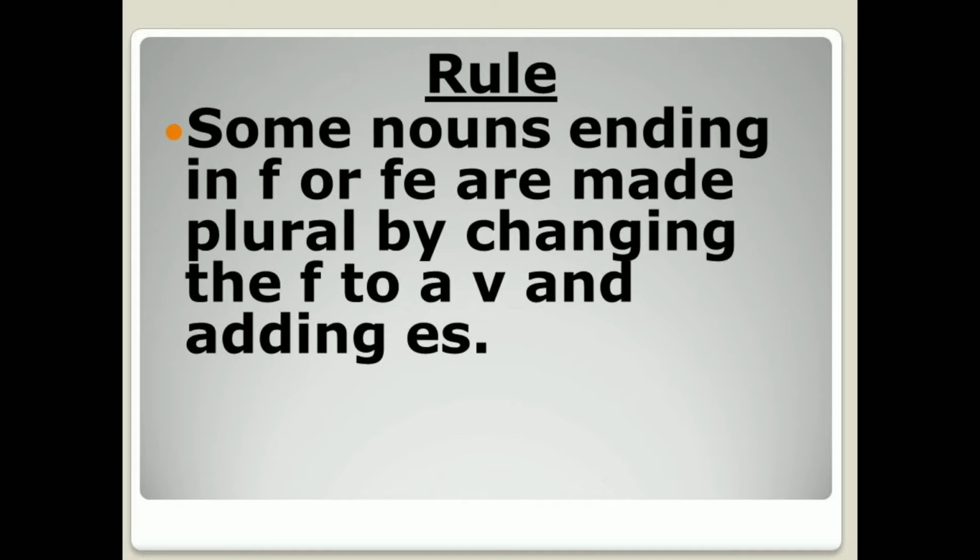See the first one. Nouns that end in f or fe are made plural by replacing f or fe with ves. Again I repeat, when a noun ends with f or fe, then f or fe is changed into v and es. Okay, ves, v and adding es.